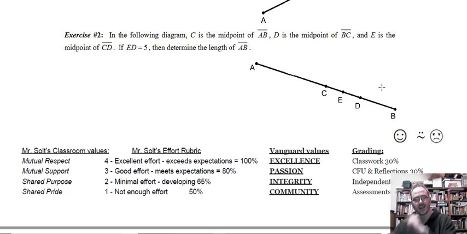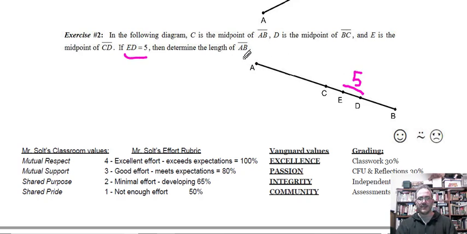And then they give us one of those crucial pieces of information. They tell us that ED, that piece right there, is equal to 5. Now I have to determine the length of AB.